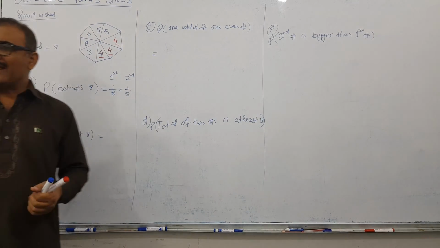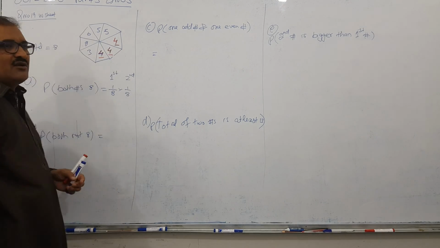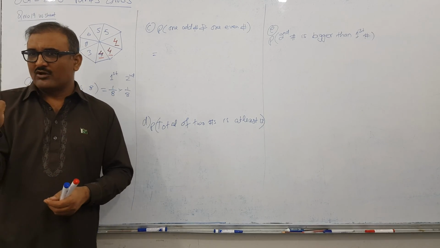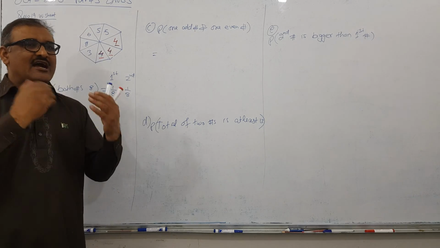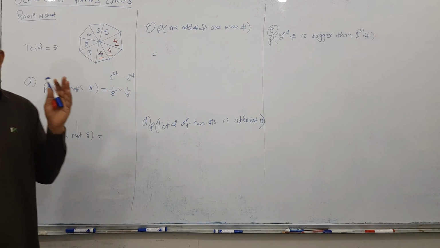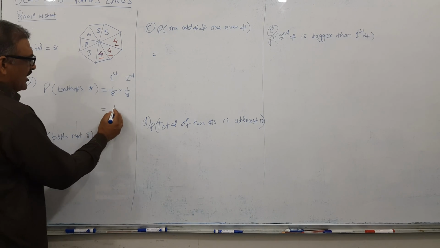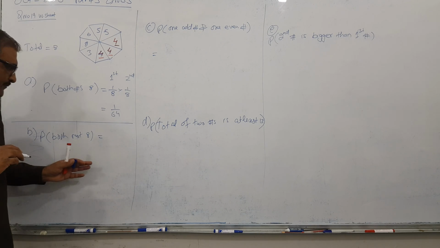Why, sir? Can I spin and, if I got 8, remove the 8 from the spinner? No. So 8 still exists, so one 8 only. It means whether I spin 1 time, 2 times, or 100 times, the probability of 8 remains the same. So the answer is 1 over 64. That's it, the first part is over.